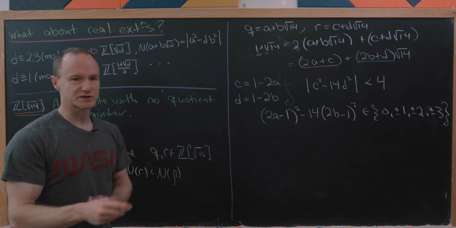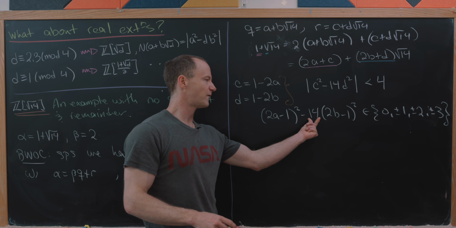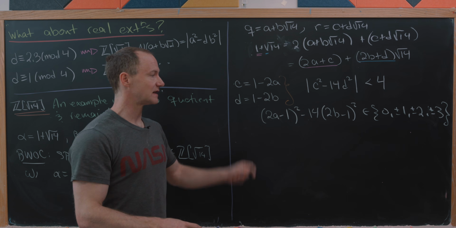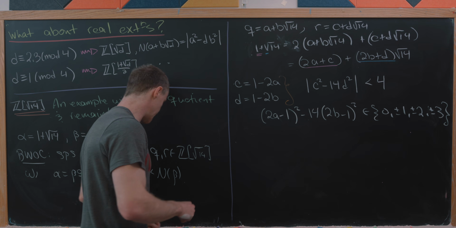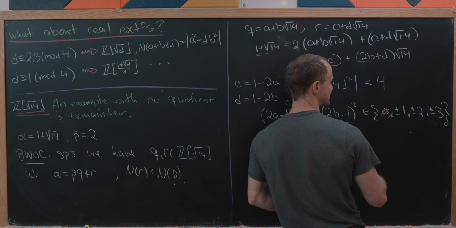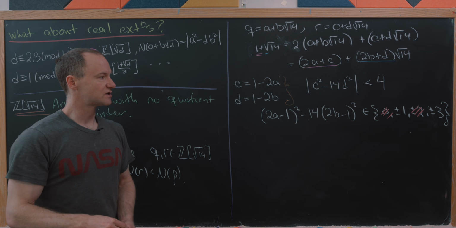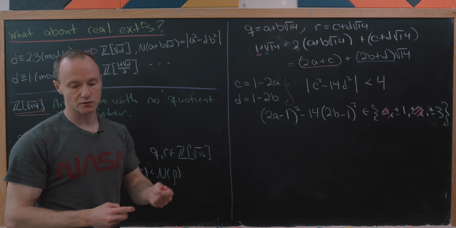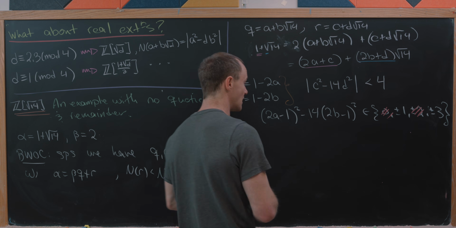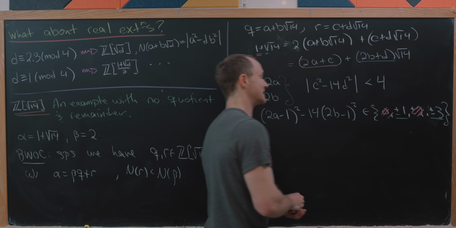But now let's observe that this (2a minus 1) squared is an odd number. 14 times this will be an even number. So that means the left-hand side is an odd number. But that means that we cannot have this thing equal to 0 or plus minus 2. So next up, what I'd like to do is reduce this whole thing mod 8, keeping in mind that now we know that this is either plus minus 1 or plus minus 3.